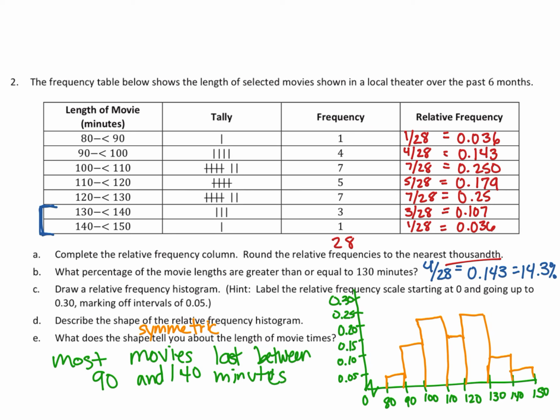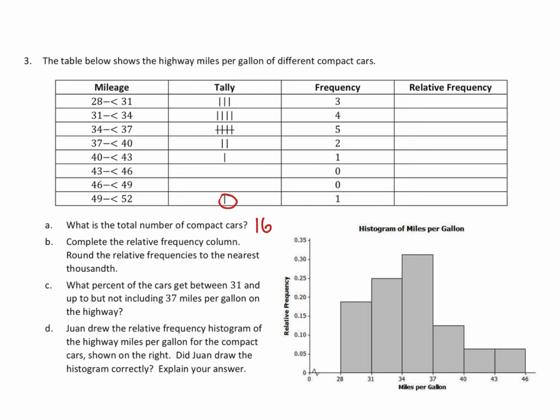A says, what is the total number of compact cars? So we need to count the tallies. 5, 6, 7, 8, 9, 10, 11, 12, 13, 14, 15, 16. Complete the relative frequency column. Remember, this is the frequency divided by the total number of cars. Rounding to the nearest thousandth means we need 3 decimal spots.